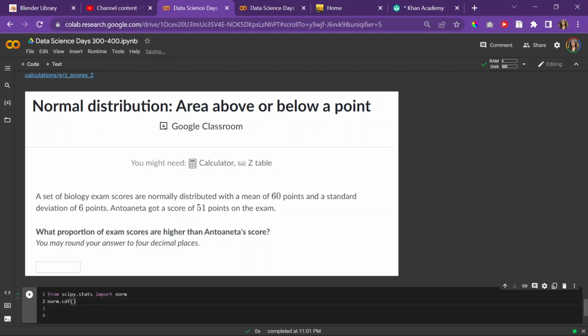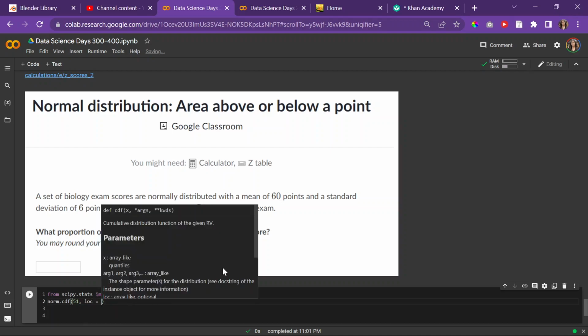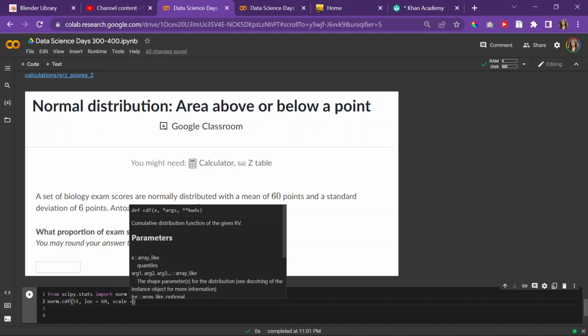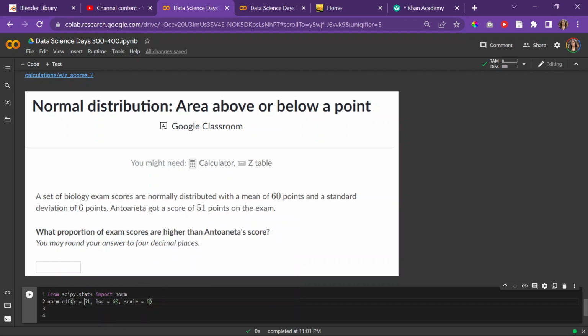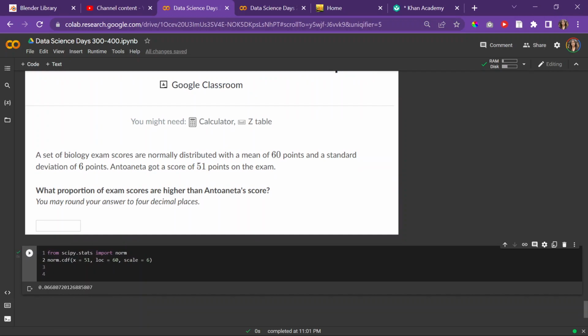In that case it's 51. So the first value is 51, and then it's going to be the loc and the scale. The loc is the mean, and the scale is the standard deviation. Loc is 60 because it says distributed with a mean of 60 points, and then a standard deviation of 6 points. And I'll just write x over here. Now if I run that, it's going to give me this value over here.